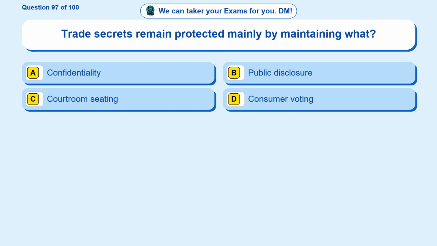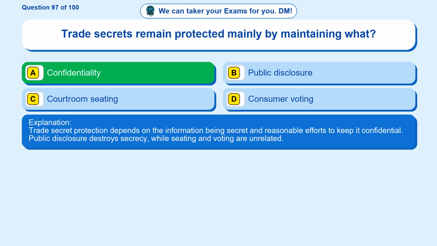Question 97. Trade secrets remain protected mainly by maintaining what? Option A, confidentiality. Option B, public disclosure. Option C, courtroom seating. Option D, consumer voting. The correct answer is option A. Confidentiality. Trade secret protection depends on the information being secret and reasonable efforts to keep it confidential. Public disclosure destroys secrecy, while seating and voting are unrelated.